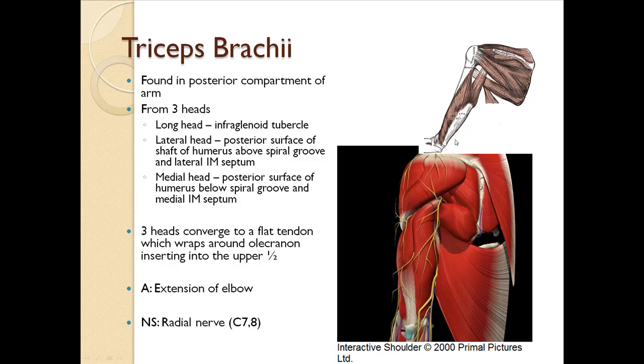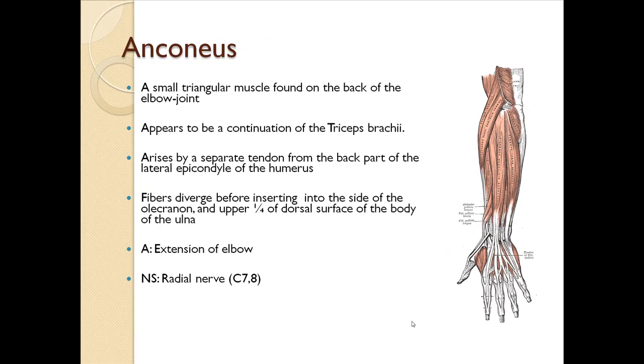The three heads converge together, they wrap around over the back of the olecranon process and insert onto the posterior surface of the olecranon process, forming this broad, flat tendon. Its primary function is obviously as an extensor of the elbow. And its nerve supply is via the radial nerve C7 and C8.